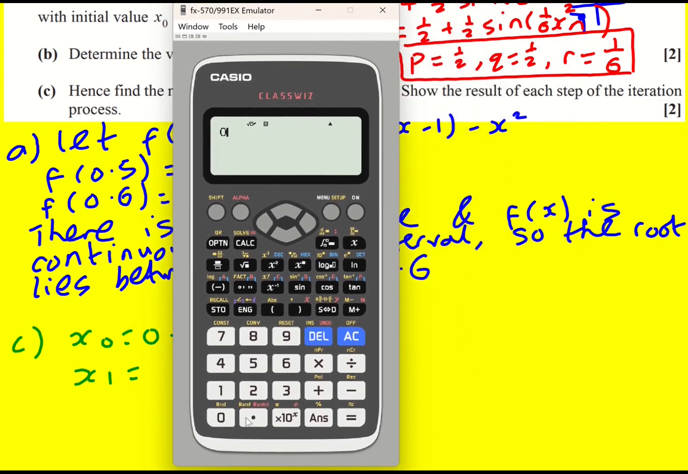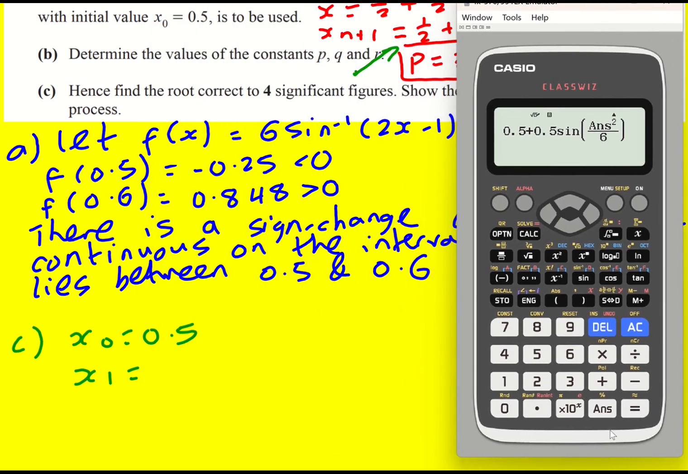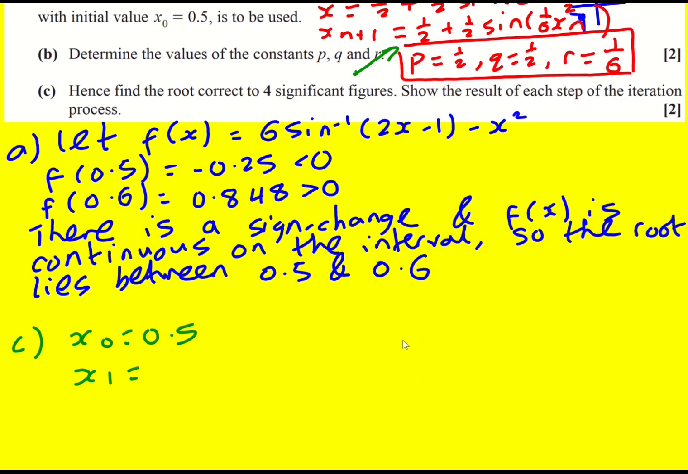Okay, I'm going to put 0.5 in as my initial answer. So that is used as the answer button. And then write down our iterative formula, but with xn replaced by answer, because that is my xn. There we go. So next one is 0.5208.